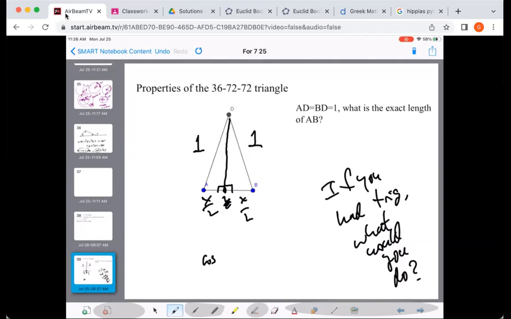Cosine, here this is 72. Cosine of 72 is equal to adjacent over hypotenuse. So x is equal to 2 cosine 72, which is about 0.6018. So let's just keep that number tucked away.